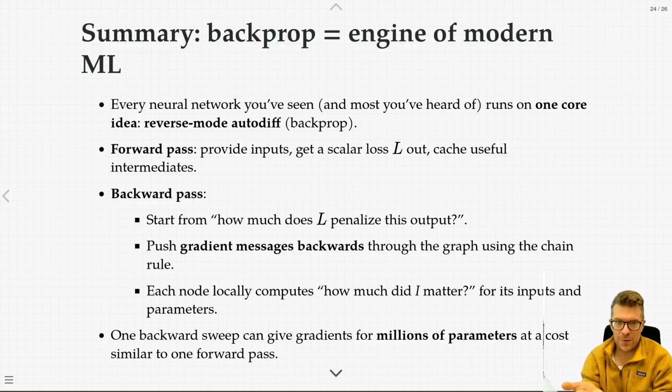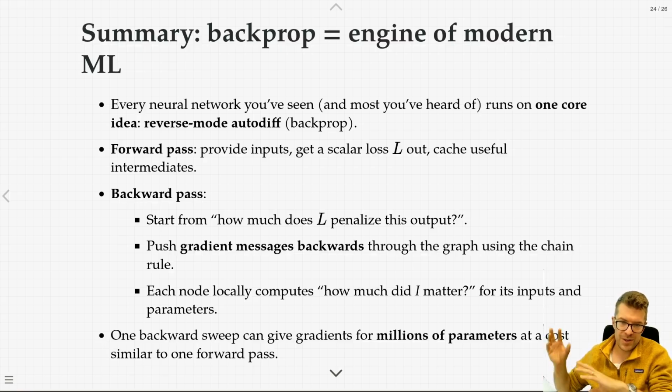Every neural network you've seen so far in this class, and probably all those you've heard of, it sounds like Carl Sagan, every neural network you've seen, every neural network you've heard of, runs on one core idea, the reverse mode autodifferentiation or backpropagation. In the forward pass, you provide inputs, you get a scalar loss at the output through these things we've characterized as conceptual computational graphs, and we've cached our useful intermediates along the way.